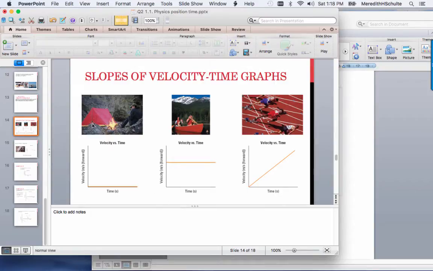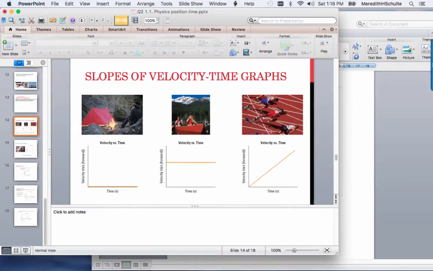So if you're just sitting by a campfire at a tent and you're not moving, then your velocity time graph is going to be a straight line all along the x-axis because you have a velocity of 0, which means stopped. Time is still passing, so you just are sitting there with a velocity of 0. That is what my graph looks like right now. I'm sitting on my couch talking to my computer, and this is my velocity graph.